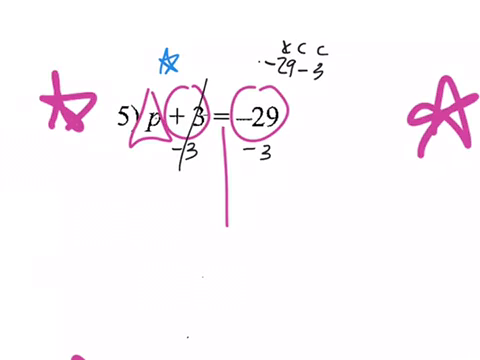Keep change. Negative 29 and negative 3. They're the same signs. So what does that mean? We got to add them, and then we have to do what with the sign? We want to keep it. Same sign, add and keep. So negative 32, and bring your variable down.